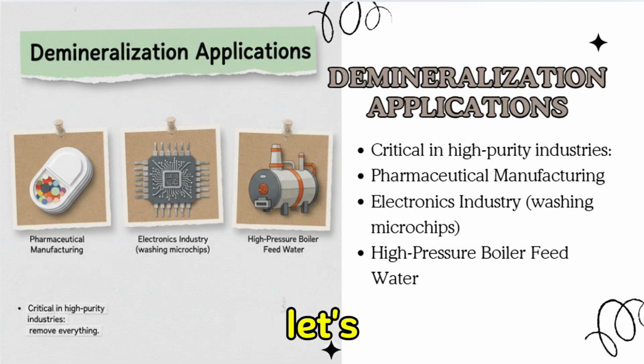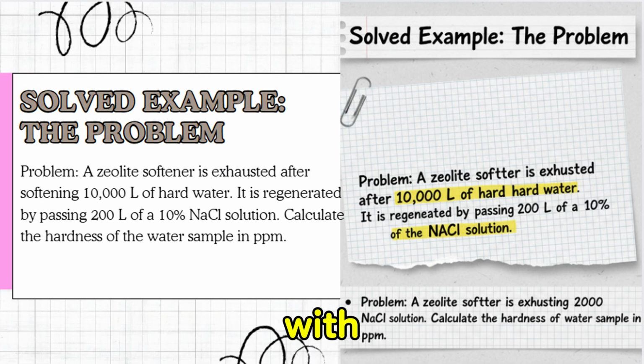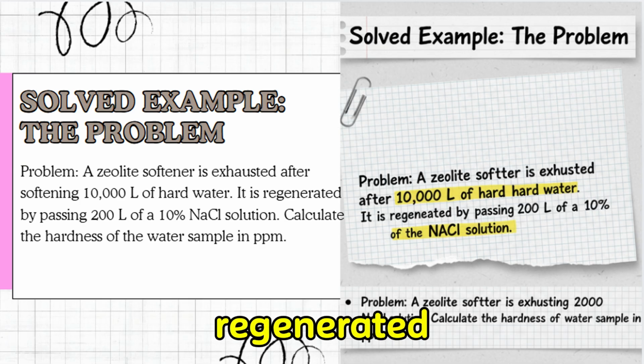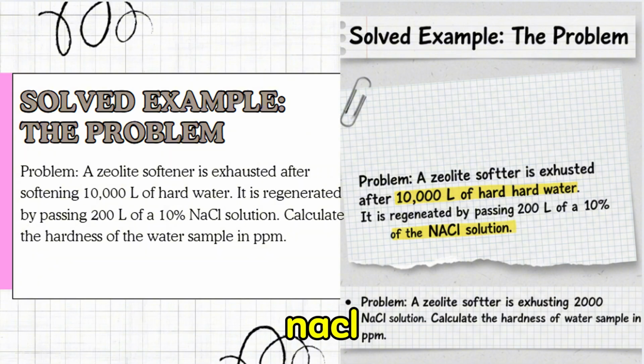All right, let's put this theory into practice with a numerical example you might see in an exam. Problem: a zeolite softener becomes exhausted after softening 10,000 liters of a hard water sample. The softener is regenerated by passing 200 liters of a 10% NaCl solution. Calculate the hardness of the water sample in ppm. Don't worry, we'll walk through this together.